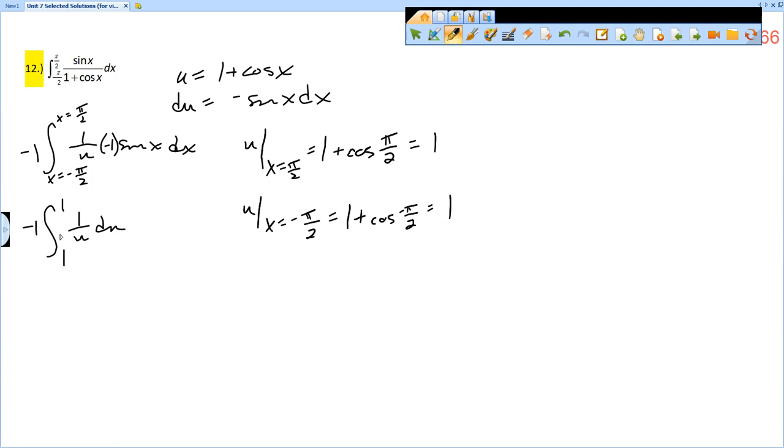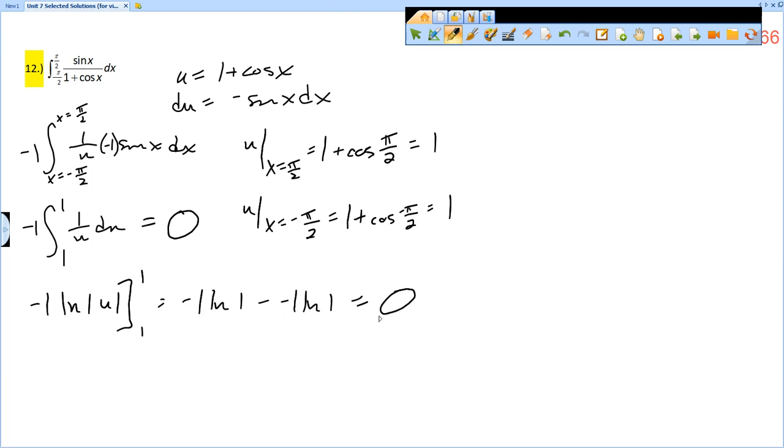And so it's important to note that if I'm integrating from 1 to 1, no matter what's going on in here, this integral should be 0, right? Because when I integrate, I get 1 over u, the natural log of the absolute value of u, and then we evaluate that from 1 to 1. Of course, I get negative 1 times the natural log of 1 minus negative 1 times the natural log of 1. Of course, these subtract out and get 0.